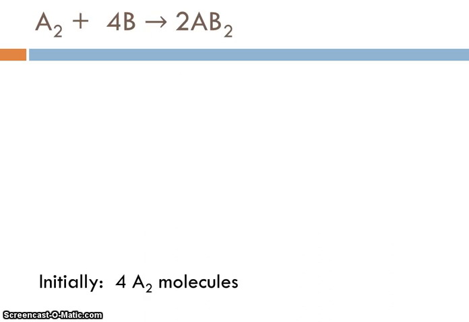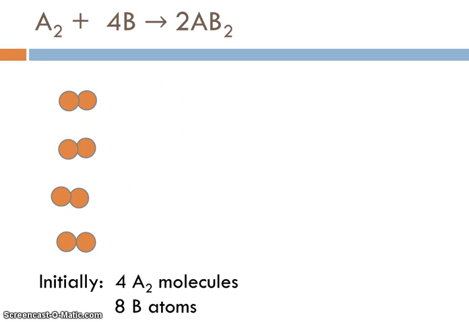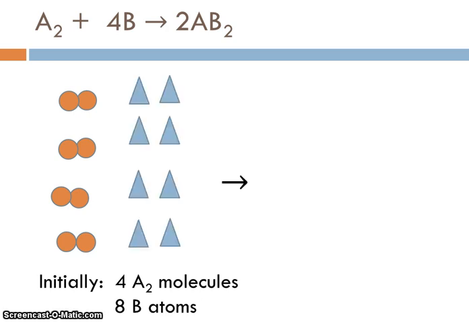So let's say we have this reaction. A2 reacts with 4B to make 2AB2. And initially we had 4 molecules of A2, the little red circles. They're diatomic molecules, so we have to draw both atoms. And 8 atoms of B, the little blue triangles. And they're going to react together in this 1:4 ratio to make AB2 molecules.